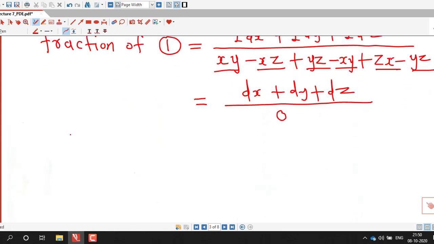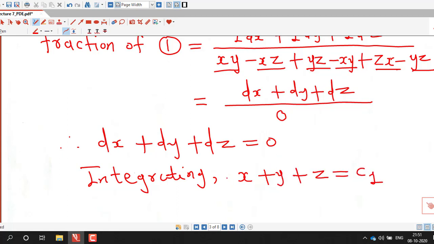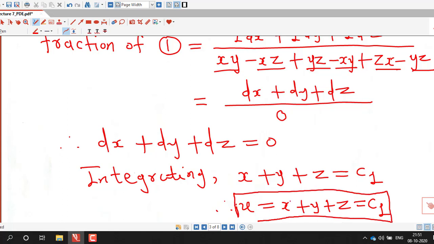So therefore we can write d into x plus d into y plus d into z equal to 0. So the first solution is obtained by integrating. We get x plus y plus z equal to c1. So therefore u is nothing but x plus y plus z equal to c1. So this is the first solution or first integral of Lagrange auxiliary equations.